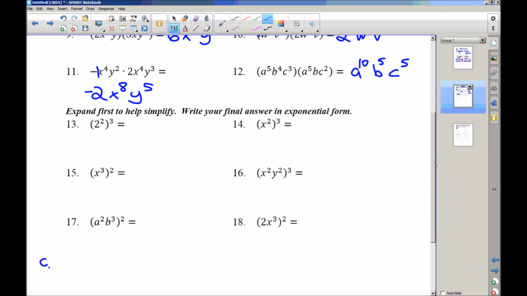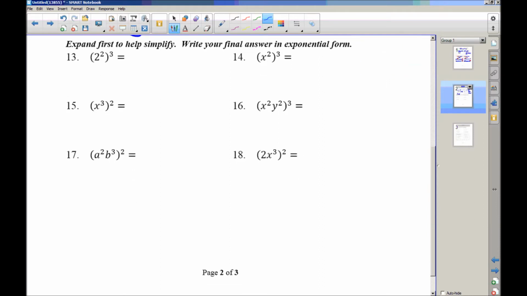Okay, so we have some different ones here for the second section. It says expand first to help simplify. So we're going to do it the long way first and then look back for shortcuts. All right, number 13. 2 squared to the 3rd power. Okay, so that's 2 squared times itself 3 times. That's what to the 3rd power means outside of those parentheses. So I take the base of 2 squared and I times it 3 times together. Okay, so I'll expand that even further. So that's 2 times 2, 2 times 2, and 2 times 2. So that's 6 2's. So this is 2 to the 6th power.